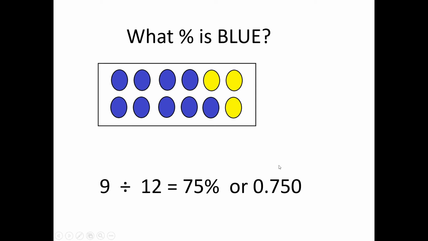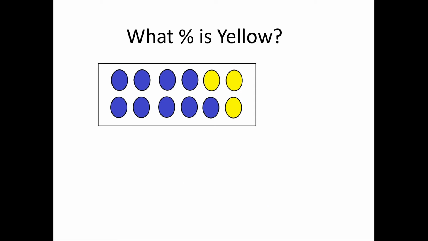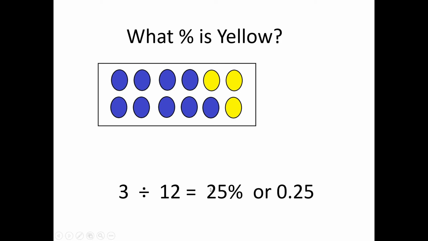Or you could take 1.00 above the 0.750, subtract that, and it would be 0.25 or 1/4. We'll do the math. What percent is yellow? Okay. 3 divided by 12, 25%, or 0.25.